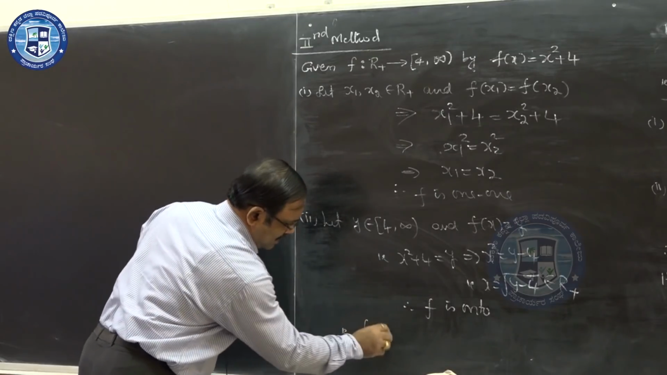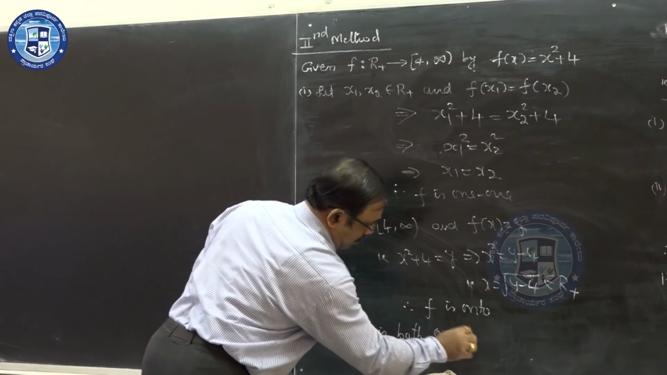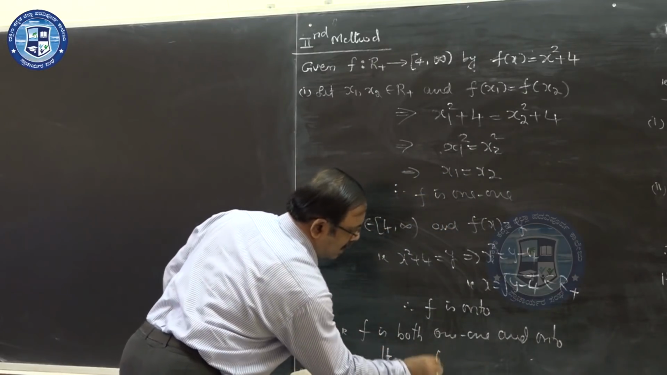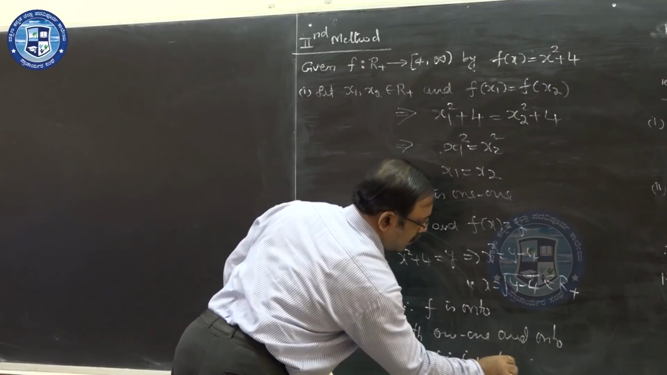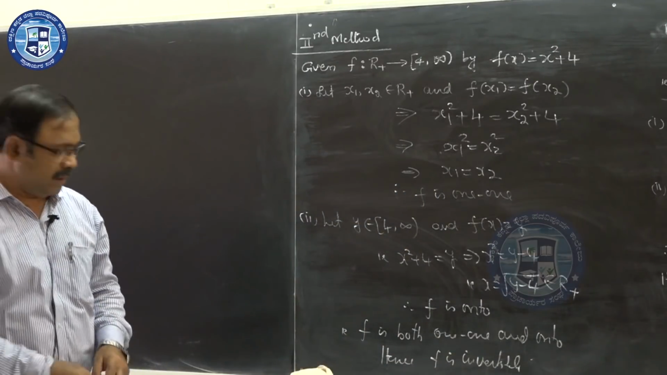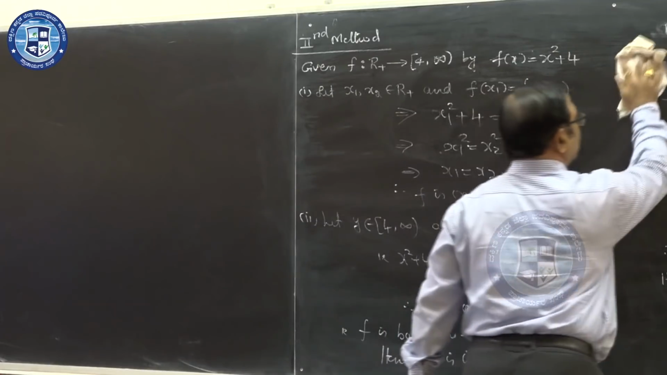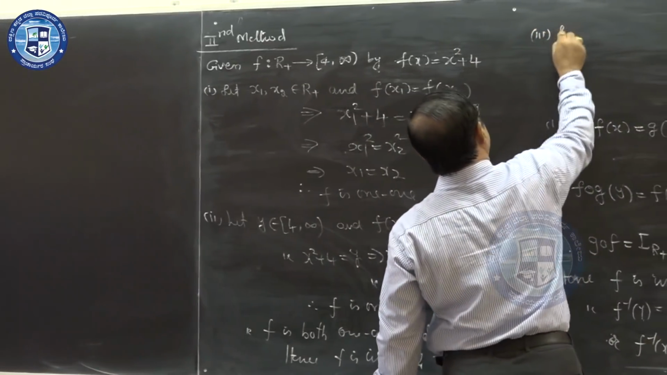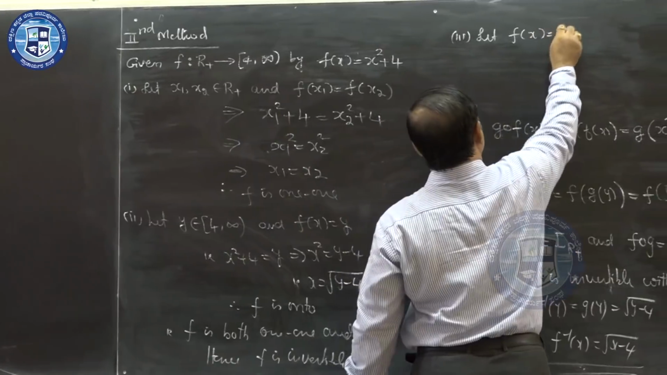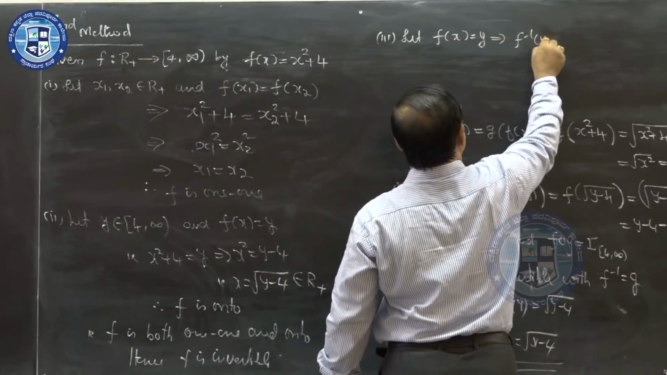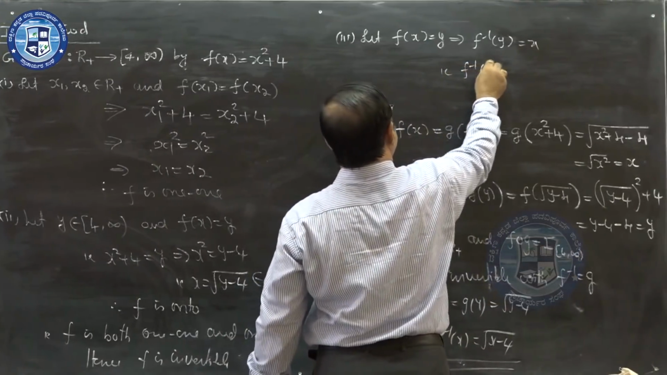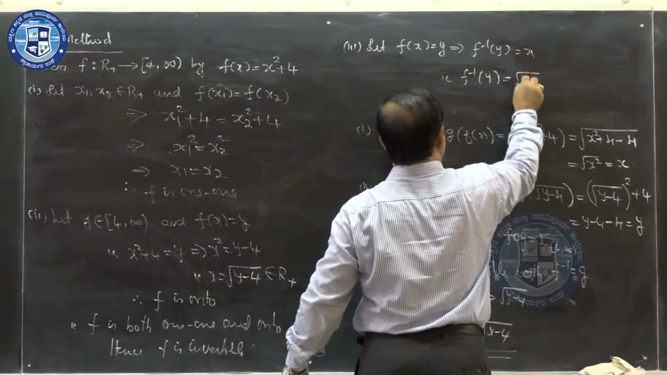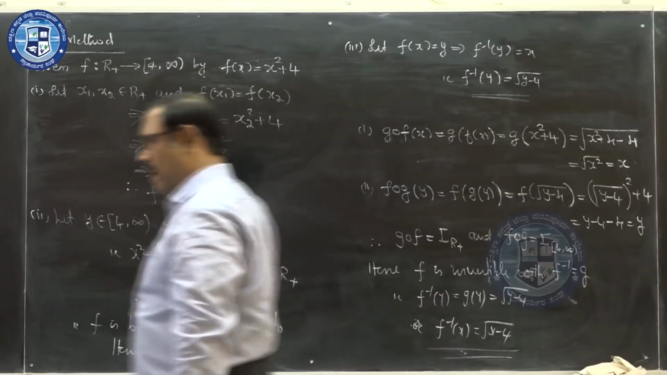Hence, f is both one-to-one and onto. Hence, f is invertible. Now, we can find the inverse. That is, let f of x equal y, which implies f inverse of y is equal to x. That is, f inverse of y equals, what is x? x is equal to root of y minus 4.